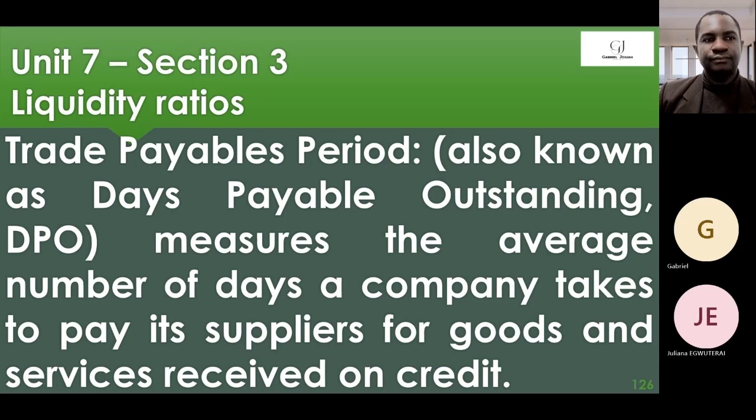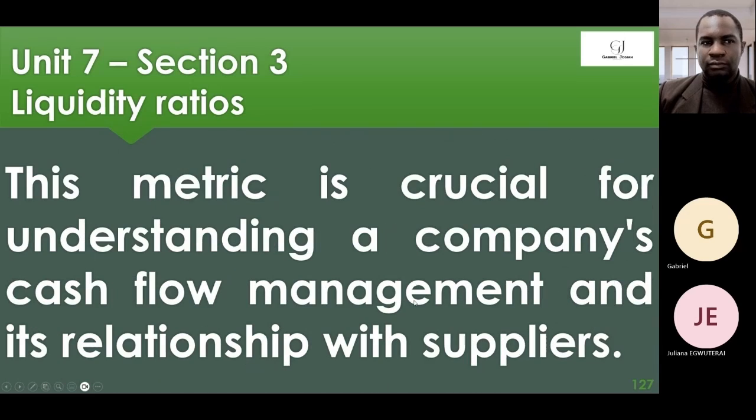So this ratio or metric is crucial for understanding a company's cash flow management and its relationship with suppliers. This is very important. This ratio helps us look at how long, in number of days, we pay suppliers, and we're able to manage our relationship as a company with them. Cash flow management is important in the cash operating cycle that has to do with receivables, trade payables, and inventory. Take note of that.